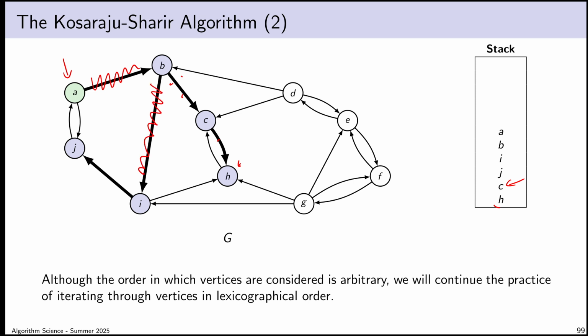I have to walk down to vertex I and then vertex J. So I push vertex J and then vertex I onto my stack. I end up back at vertex B. I'm now done at vertex B, so I push vertex B. I go back to vertex A, and then I push that on the stack.